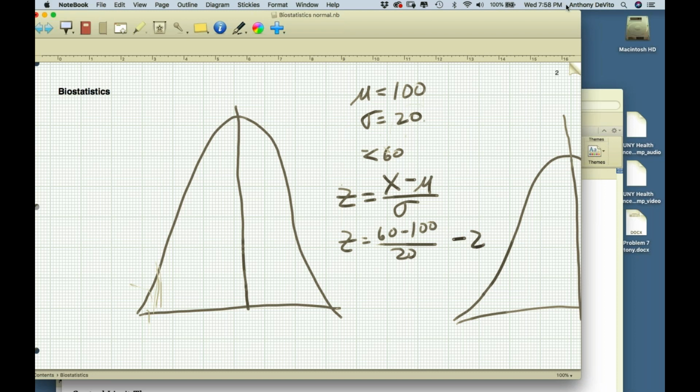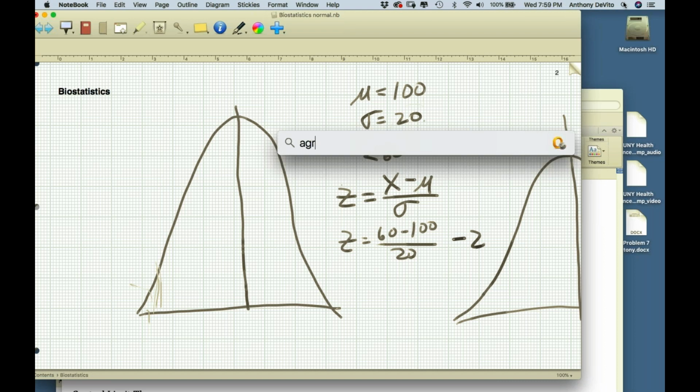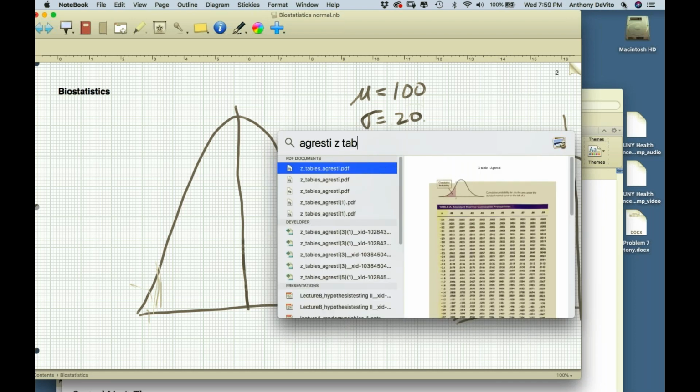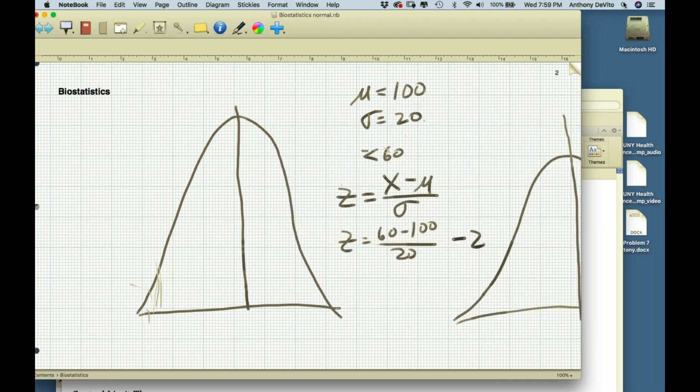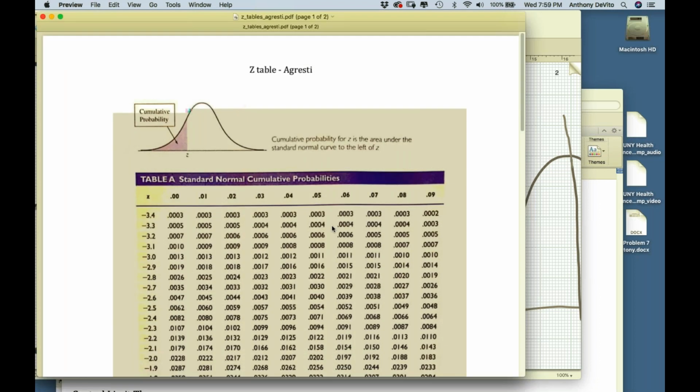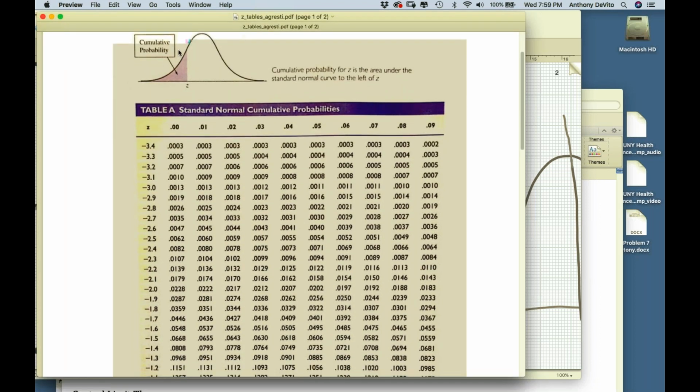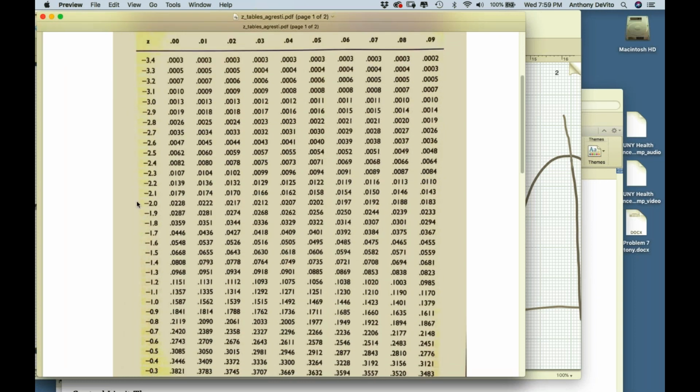Let's go to our z table. I'm going to go to my Agresti z table. It's in one of the previous sessions in case you don't have it handy, but you can also just look over my shoulder for the time being. Here's a z table. What is the area to the left of a value of negative 2 for z? Well, that's 0.0228.